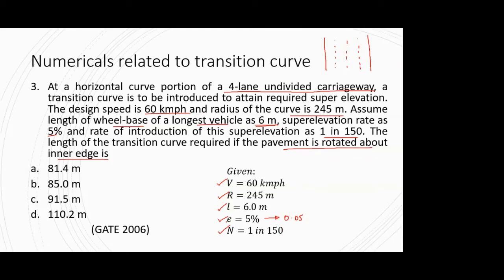So based on this data, you have to simply apply the 3 steps or 3 parameters. First, you have to calculate the length of transition curve, considering the rate of change of centrifugal acceleration. Then second parameter, rate of introduction of superelevation, and the third, that is the empirical formula.